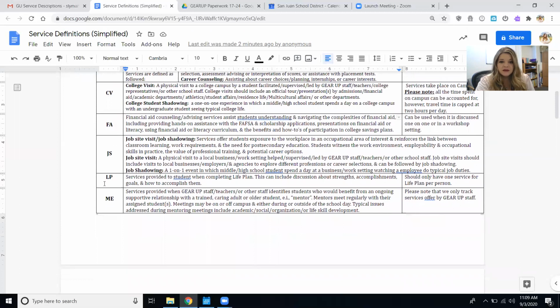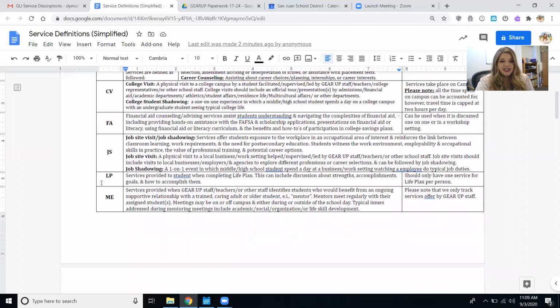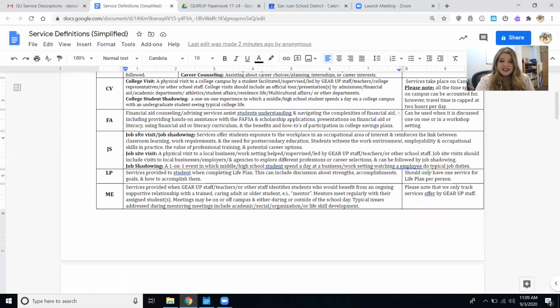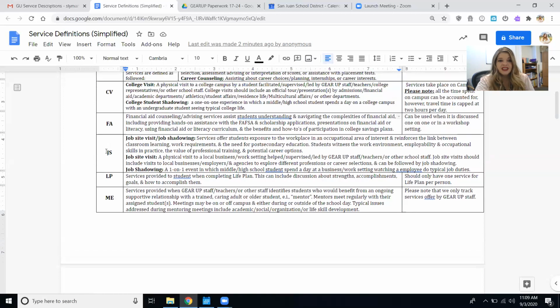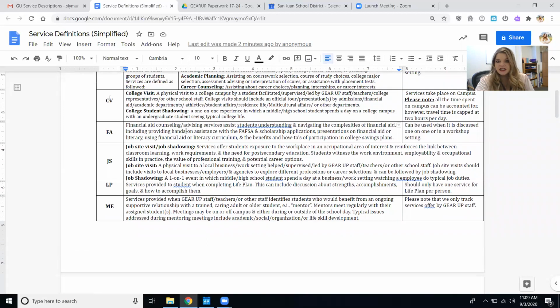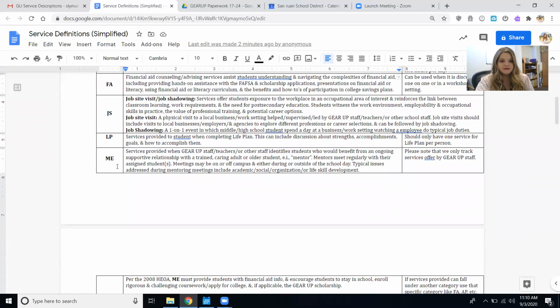A lot of these codes we don't use very often. We don't do life plan. It's very rare for us to do a job shadowing. College visit, that one's pretty self-explanatory. Again, that is when you are on campus, okay? Not when you're planning it or talking about it, that's when you're physically there.